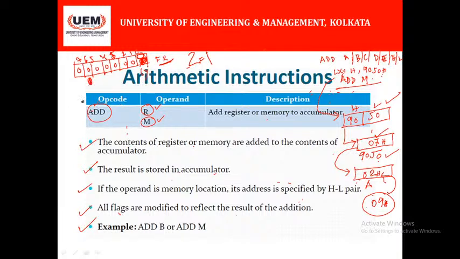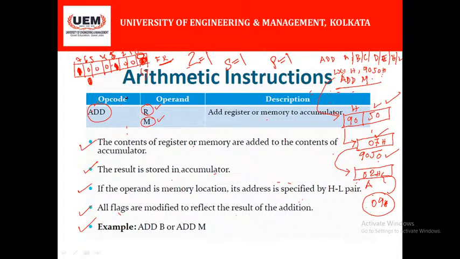Next, if the most significant bit of the accumulator is 1, that indicates that the result is negative, so the sign flag is definitely going to be 1. If there are an even number of ones, then definitely the parity flag is going to be set to 1.